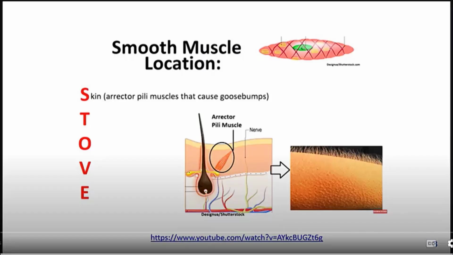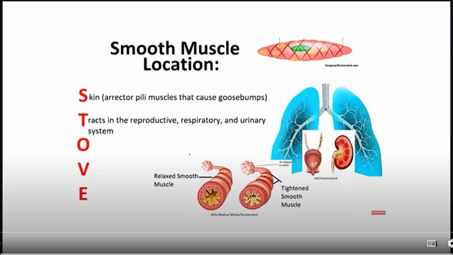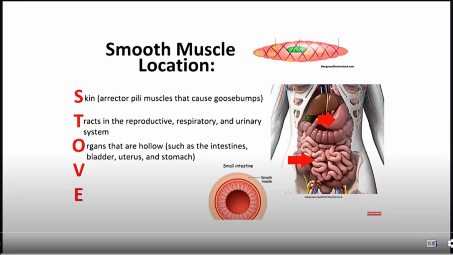Okay, so location of smooth muscles, you're going to think stove. So S is for the skin. So you do have an involuntary smooth muscle on the skin. That is your erector pili. T is for tracts in reproductive, respiratory, and urinary system. O is for hollow organs. Okay, so here you're going to have your intestines, bladder, uterus, and stomach. And remember also, you have your respiratory tract, okay.